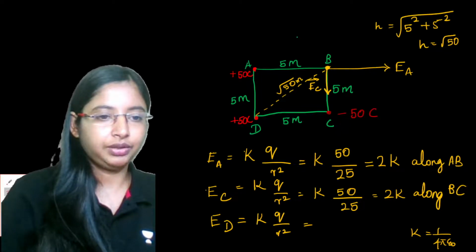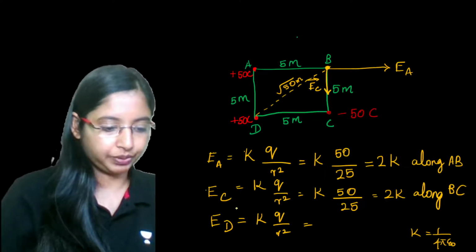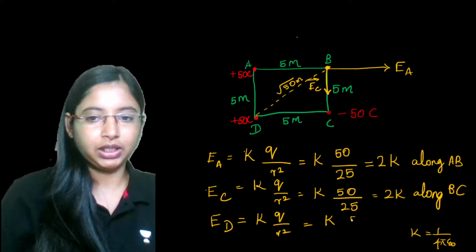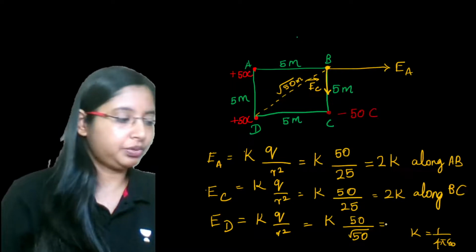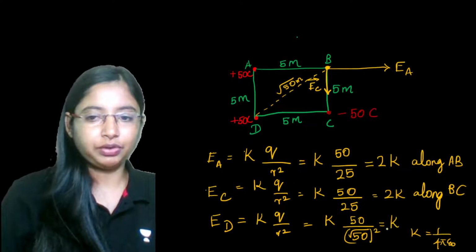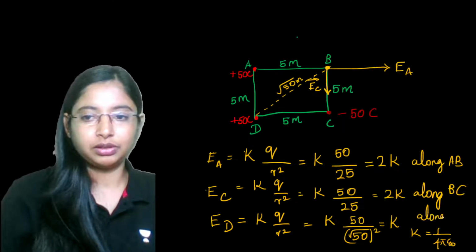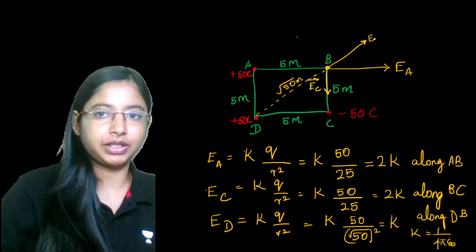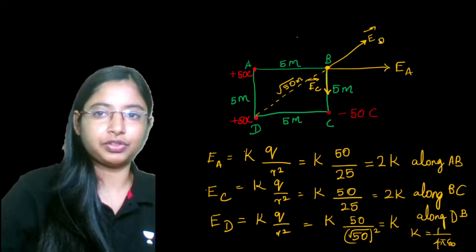Okay, so here we can substitute the same in this equation. So you will basically be getting KQ divided by R square. Over here you have K. Q over here is 50, again divided by root 50 the whole square. So this will give you the value K, but this time this is along DB. Now this force is along this way. This is basically your electric field along this because of this charge D.